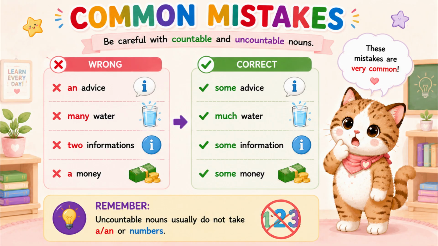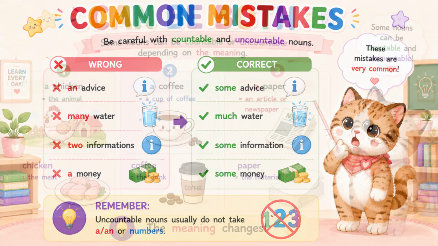Remember, uncountable nouns usually do not take a or an. They also usually do not take numbers directly. When you are not sure, check whether the noun is countable or uncountable first.